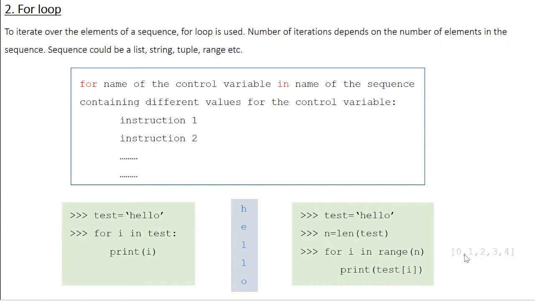In the second iteration, i is 1. So test[1] is going to be the first indexed element, which is e. So e will be printed, then l, l, o. So once again you get the same output. So here you are creating the sequence using the range function. In fact, this is the most common way of using the for loop, by creating a sequence with the range function.